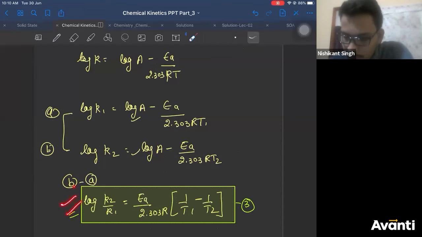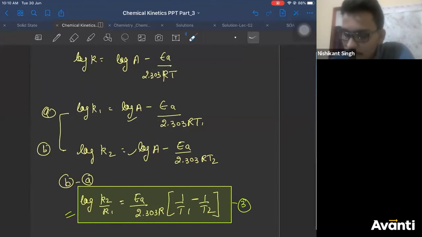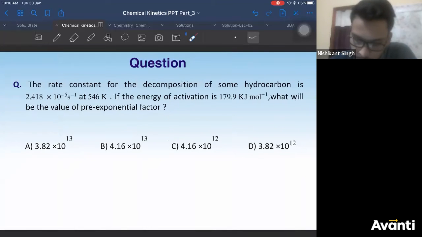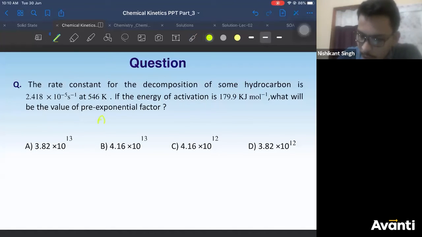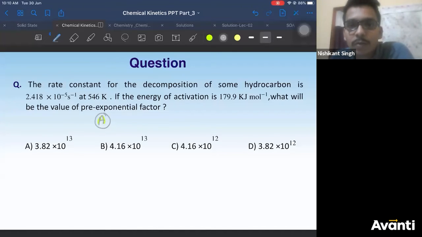All right. So this is what you have, right? Now let us do a numerical on this. You can see here the rate constant for the decomposition of some hydrocarbon is this. This is your K. If the energy of activation is given, what will be the value of the pre-exponential factor? You have to find A. You will require a lot of use of log here. For log, you can use your scientific calculator. Please start solving this.